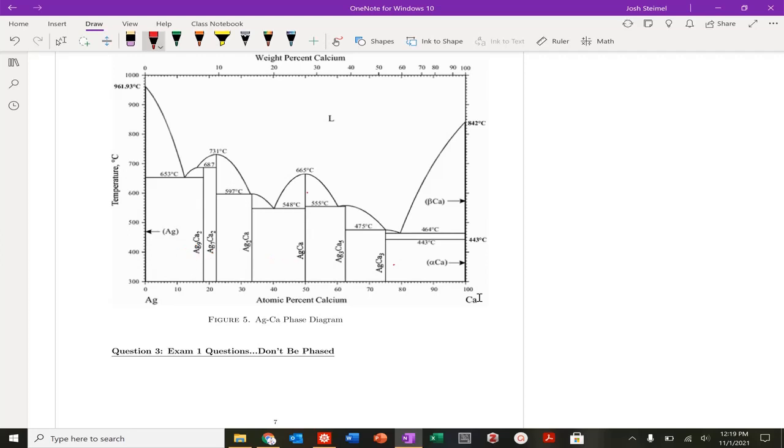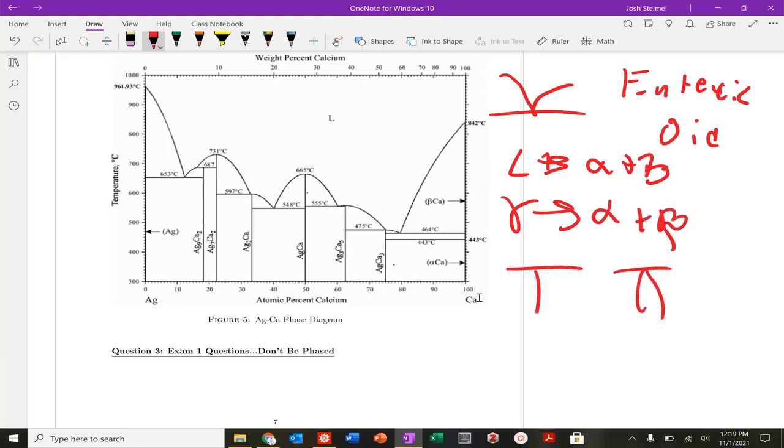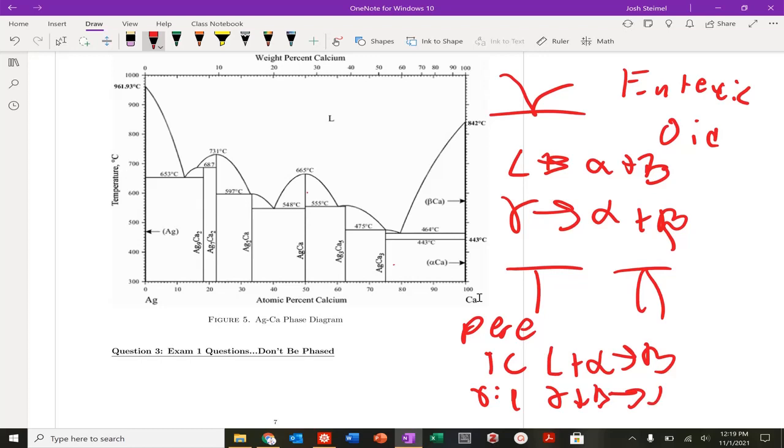So remember, I'm looking for these types of features. This will give me a eutectic or an oid. An oid will be all solid, so eutectic will be liquid goes to an alpha plus beta. An oid will give me a gamma goes to alpha plus beta. If I'm looking at something like this or something like this, that's peri. And again, if it's tect-ic, it's going to be liquid plus alpha goes to a beta, and if it's an oid, it's just going to be a gamma plus beta goes to an alpha. So just pure solids.